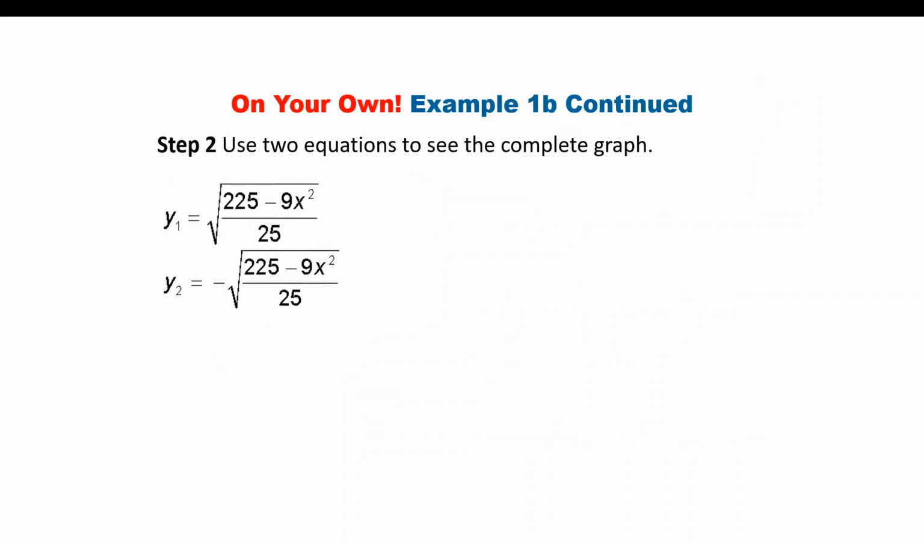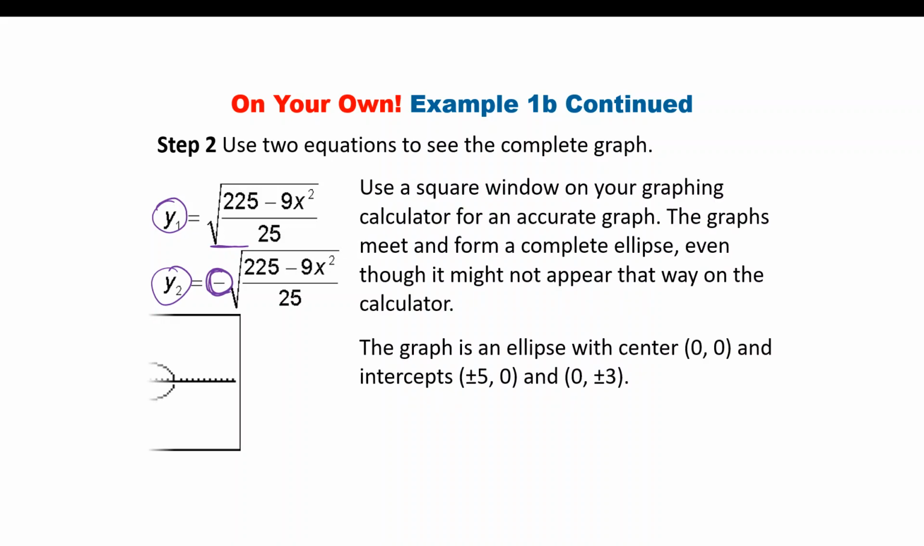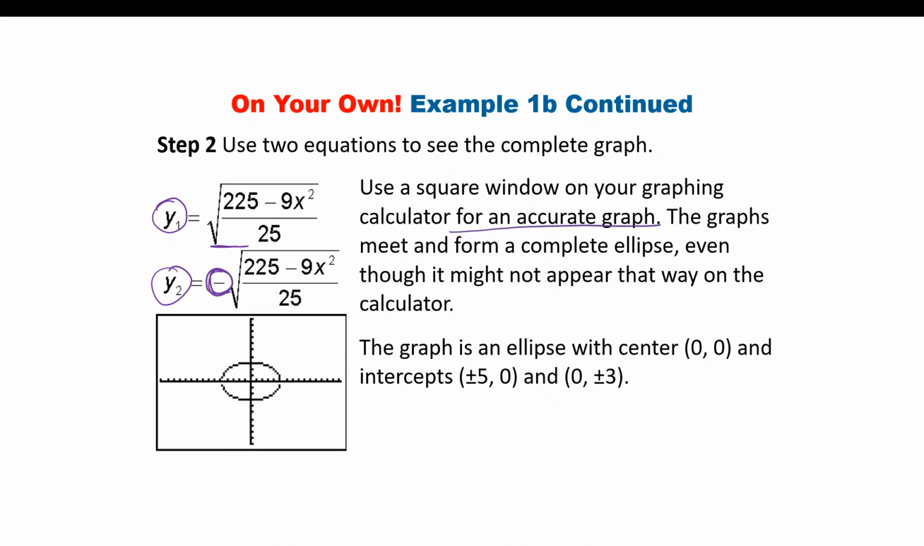So for step 2, in y1, I want you to put y1 equals the positive of it. In y2, put the negative part in it. Again, use the square window on your graphing calculator for an accurate graph. The graphs meet and form a complete ellipse, even though it might not appear that way on your calculator. Okay, the graph is an ellipse with a center at 0, 0, so you'll need to include all this information.